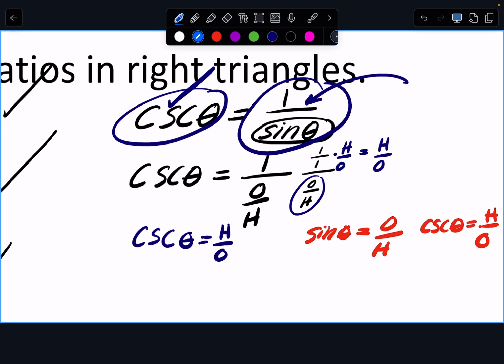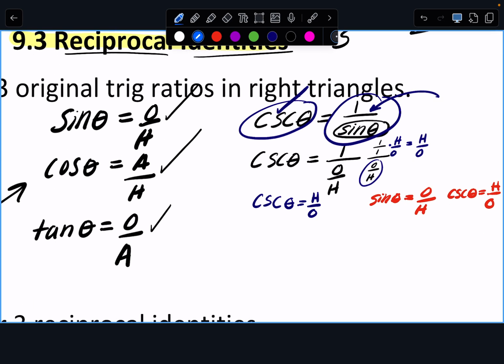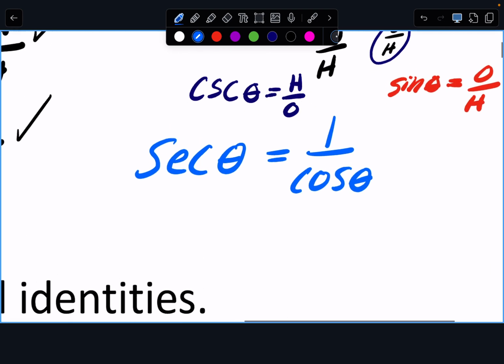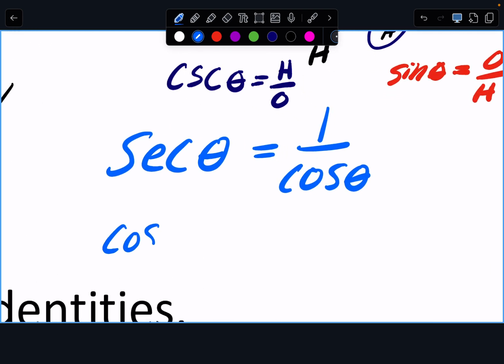Okay, so now let's do cosine. Everybody, this is new to you. Secant theta is equal to 1 over cosine. They're reciprocals. So you can also say cosine of theta is equal to 1 over secant. These are things that can be said about each other. These are equivalent. They're reciprocals. So this is new to you.